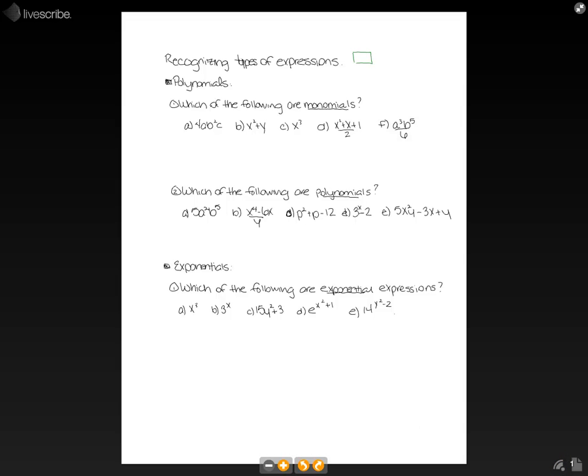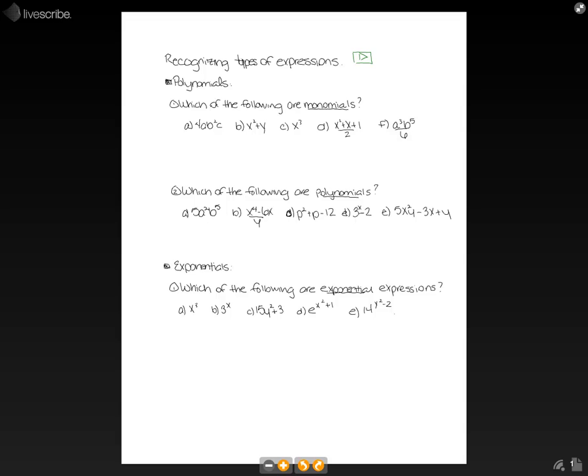In this example, we will go over recognizing types of expressions. First polynomials, and then exponentials. A polynomial is an expression of finite length constructed from variables and constants using only addition, subtraction, multiplication, and non-negative whole number exponents. So there's no division, and there's no negative exponents in a polynomial.